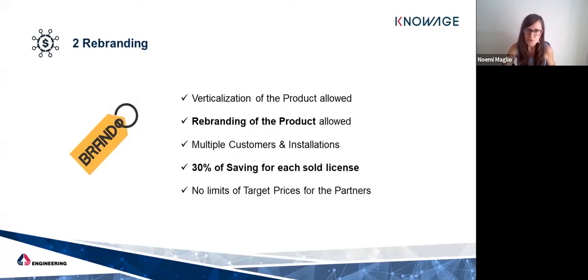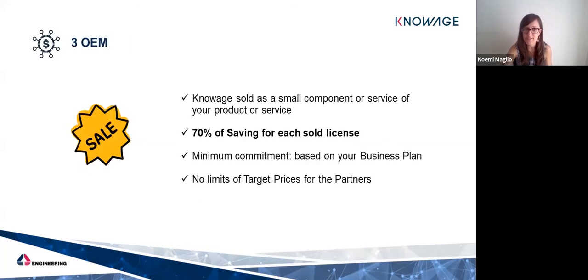Then let's suppose you are interested in the rebranding model. So you may want to change your, our brand. So you may want to do, let's say, a verticalization maybe of the product. You can do it. And in this case, also, if you have multiple customers, the only thing you will have to ensure with us is, again, multiple installations and multiple sales, so that we will provide 30% of saving for each sold license.